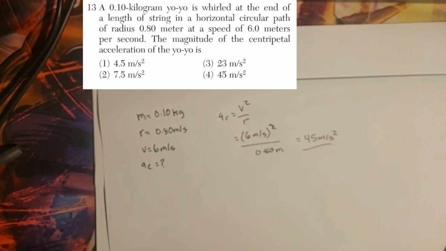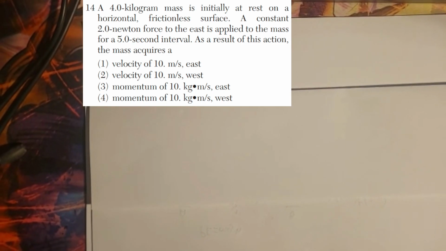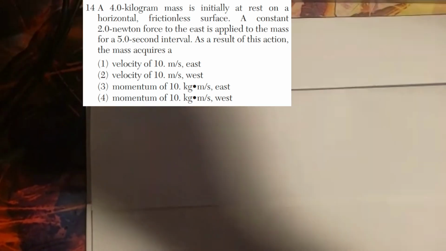So option 4. Okay, we have a 4 kilogram mass initially at rest on a horizontal frictionless surface.